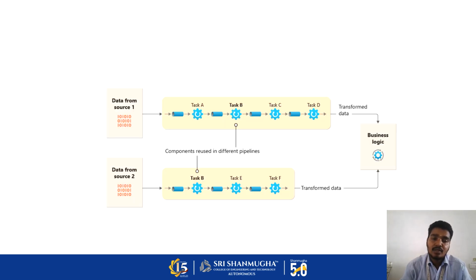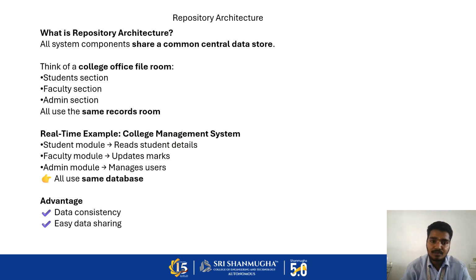See the example: the data goes through task A, task B, task C. The data will be transferred from the business logic model. The transformed data goes to task D, task E. Then the data will be stored in the data store. That is the pipe and filter model.